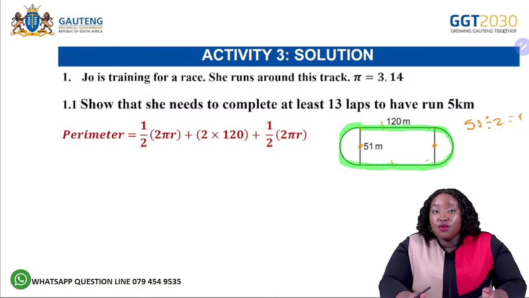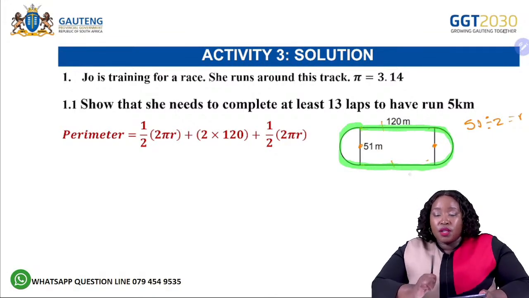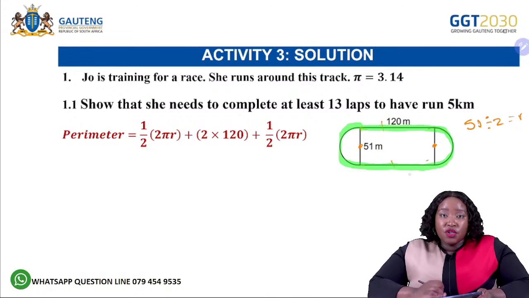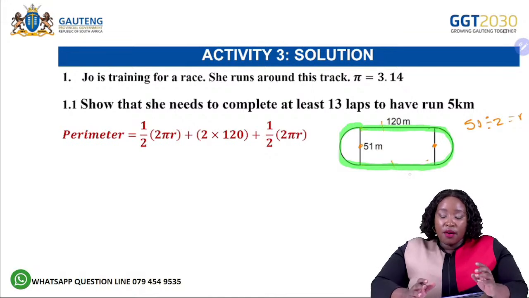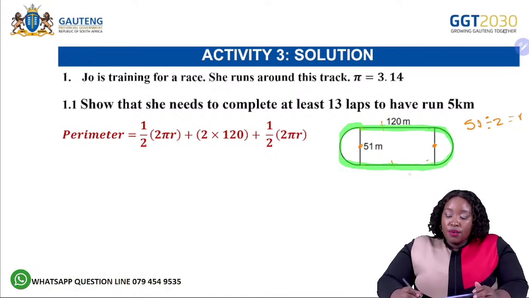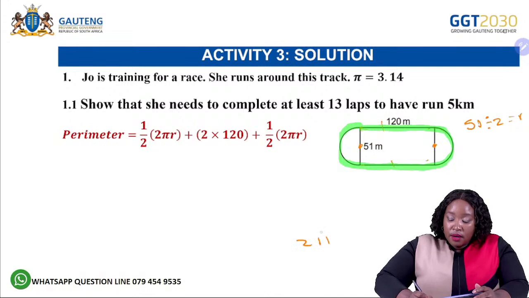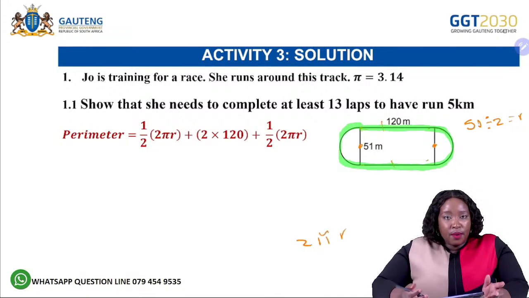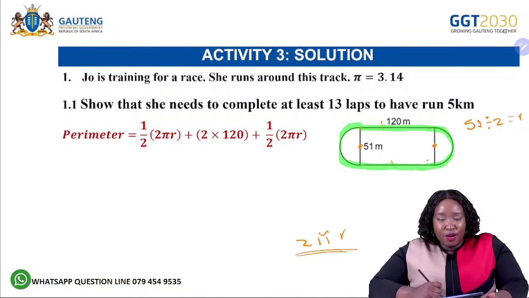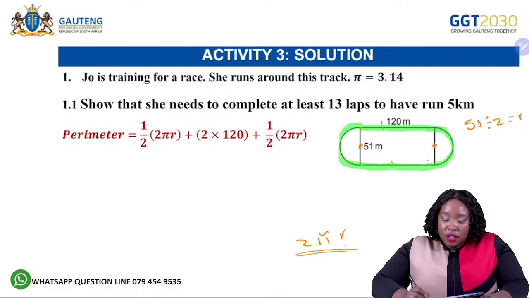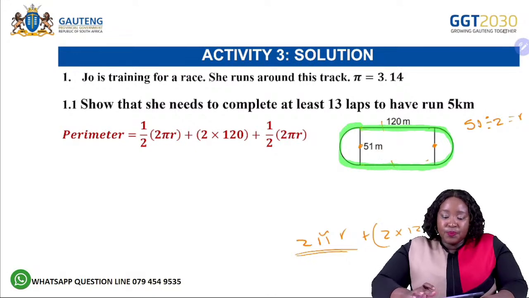Now you notice here, because the circles are actually identical according to these measurements, we could have actually just used one circle. Instead of having half 2 pi r plus another half 2 pi r, we could have just used 2 pi r, right? Think about it. Half plus half gives you 1. So we could have just used one full circle for this part. All right. So you can just have your formula as 2 pi r and then add 2 times 120. That will also be acceptable.